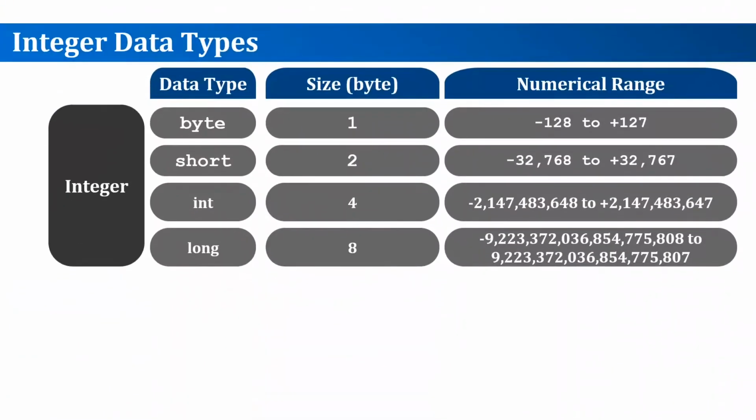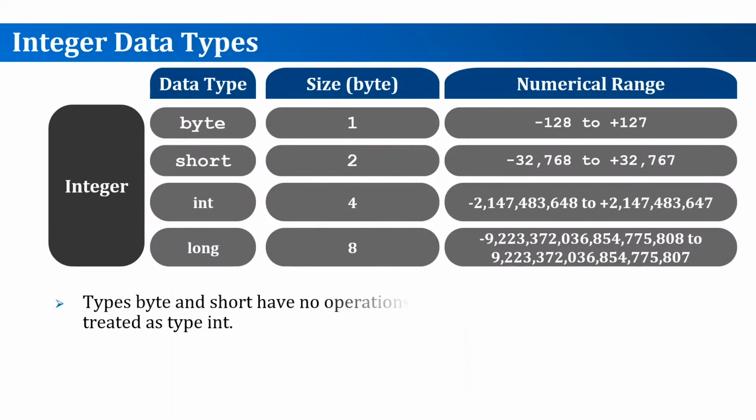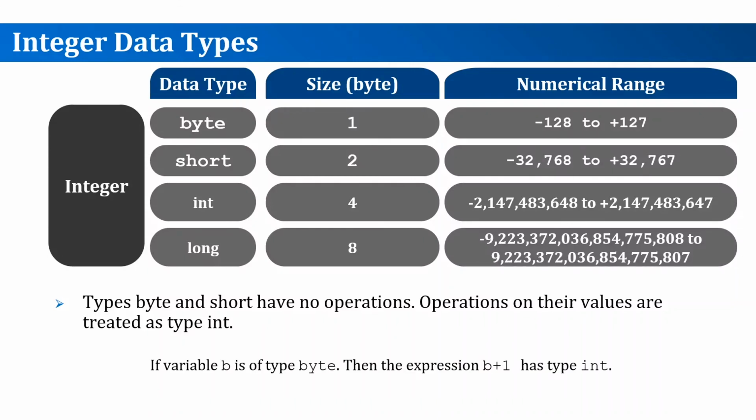Byte and short data types do not perform operations in Java. If you add any combinations of these two data types, for example, a byte to a byte, a byte to a short, or short to a short, you will end up with an int data type. So for example, if you have a variable b of data type byte, and you perform an expression of b plus 1, the result will be int. This will be shown in a demo and will be explained in more detail in a future video.